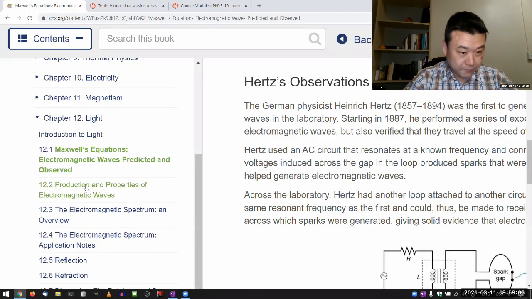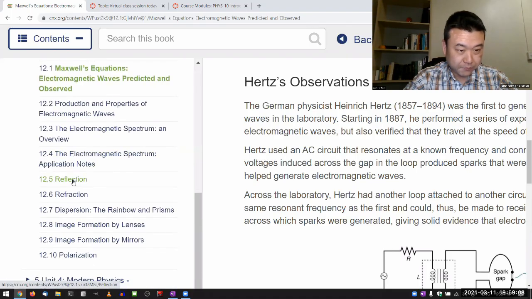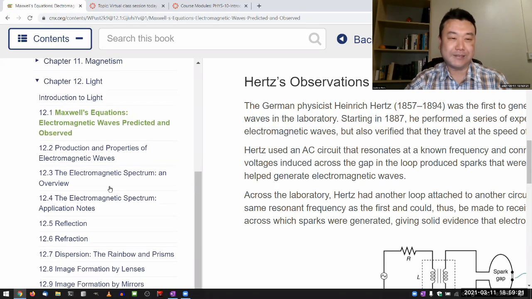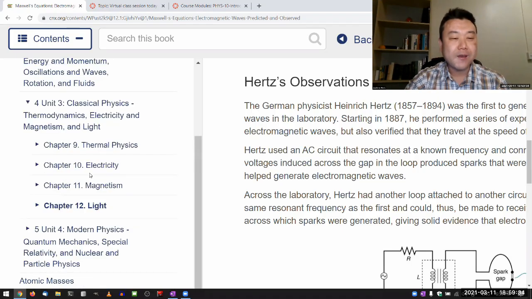Now, having said that, the rest of the chapter, especially the reflection and refraction, doesn't really have much to do with electricity and magnetism. Because light is fun on its own, you know. If you ever played with a magnifying glass, you know what I'm talking about. You didn't have to understand that it involved electric and magnetic fields to have fun with the burning paper and stuff. But we do cover light, and in some fundamental way, all these three chapters are connected.